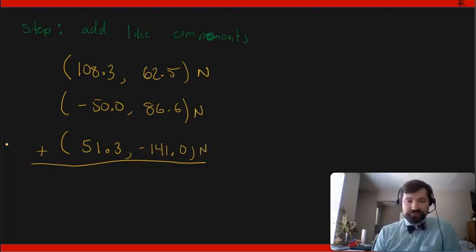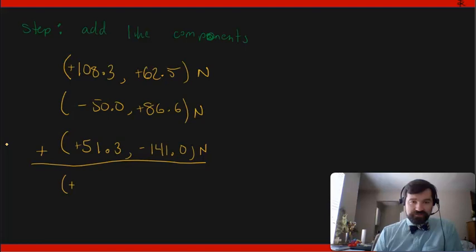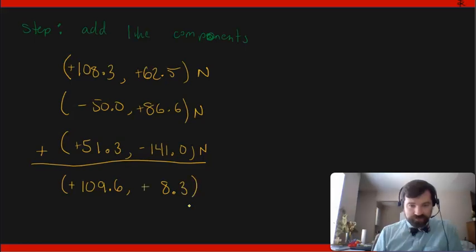So if I add up everything over here, I should get a positive, and you could think of these as positive, positive, positive, negative. So I should get positive 109.6, and then for the other side it comes out to positive 8.3 newtons.